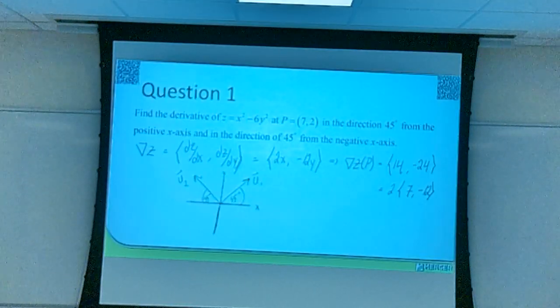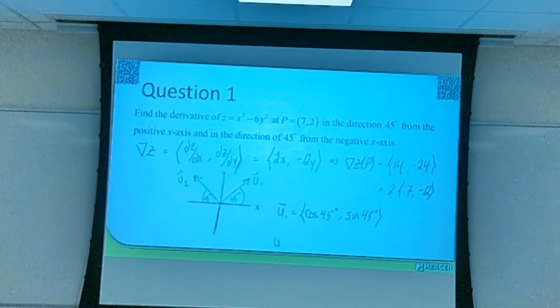So there's our two directions. But we can write it just like this, right? That'd be U1. What about U2 though? It would be too close.